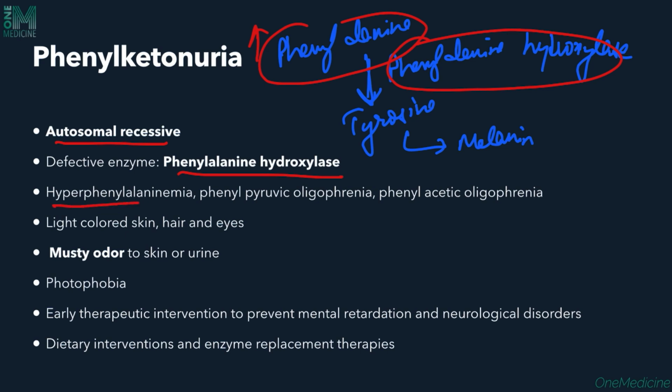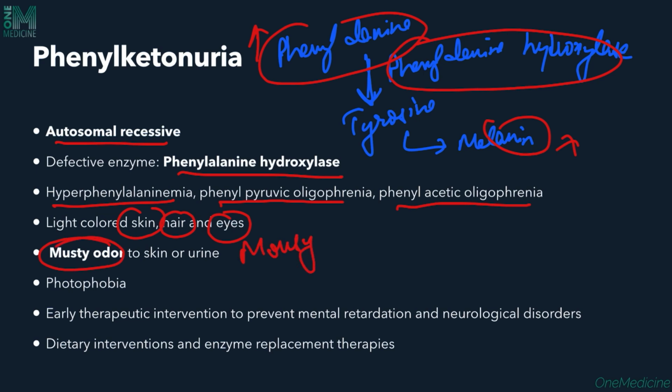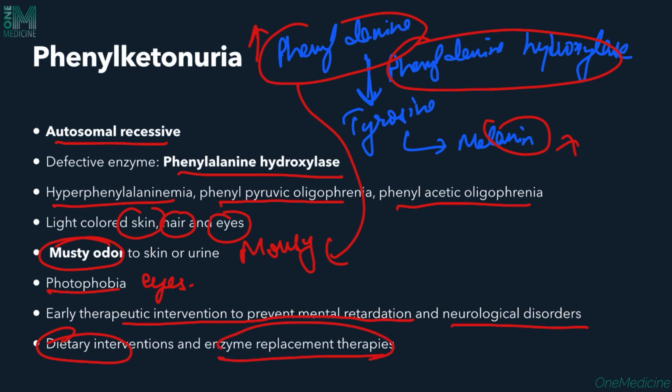So hyperphenylalaninemia, phenylpyruvic oligophrenia, and phenylacetic oligophrenia are seen here. Since there is no melanin present, light colored skin, hair and eyes are present. A musty odor, also called a mousy odor, is present because of the increased phenylalanine. Photophobia is present because pigmentation of the eyes is also affected. Early therapeutic intervention to prevent mental retardation and neurological disorders has to be done. Dietary intervention and enzyme replacement therapy are the two treatment options available.